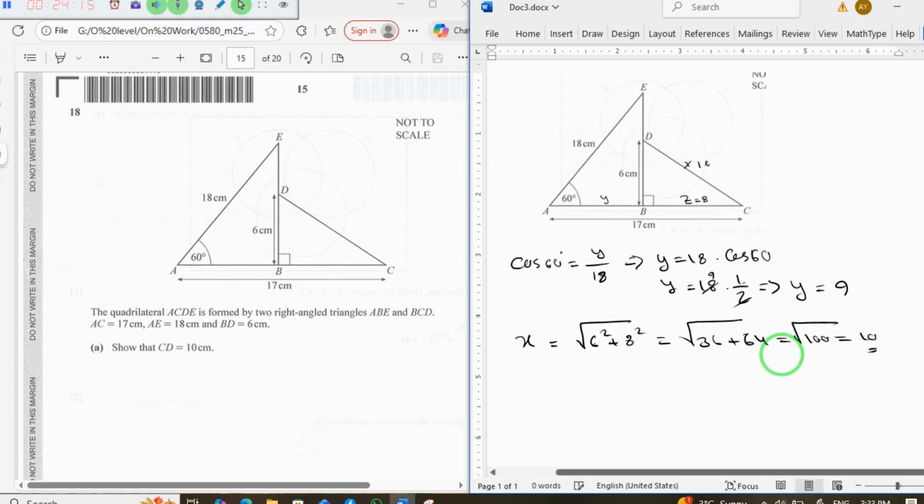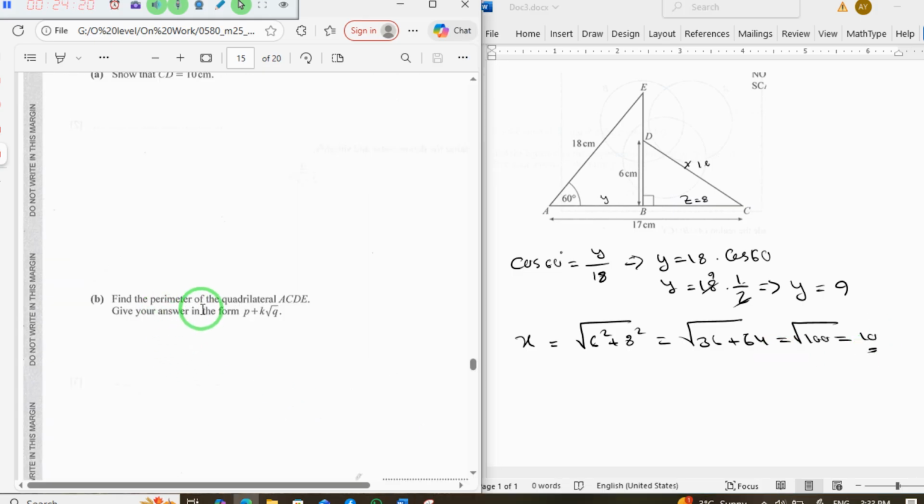This proves part A. Part B: find the perimeter of the quadrilateral ACDE, and give your answer in the form of P plus Q multiplied by the square root of q. Sorry, I have got flu. I'm not well, but I'm trying to solve this one completely. So here we should also first find ED. How can we find ED?